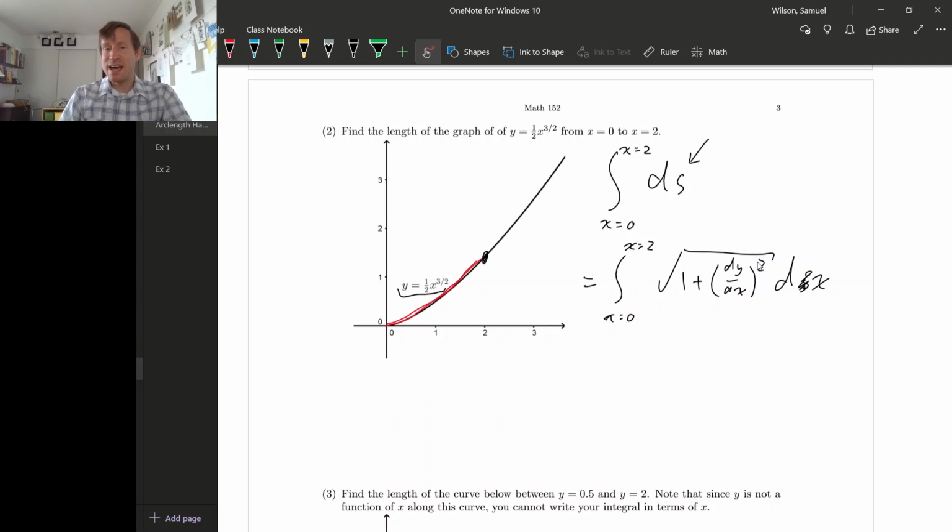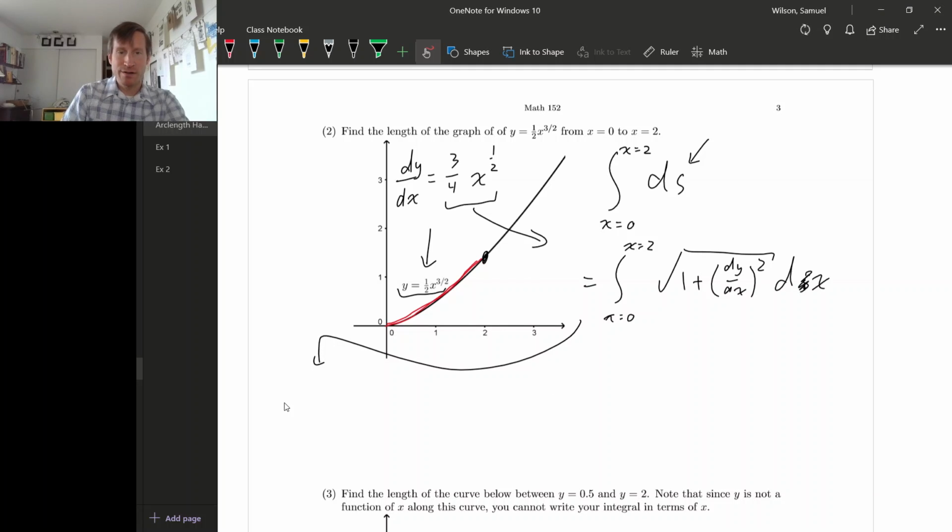So dy dx, remember, y is right here, so we can calculate dy dx. That's just calculating a derivative. So do the power rule. We're going to get 3 over 4 times x to the 1/2, it looks like. Okay, and now we can take this and put it into our formula over there.